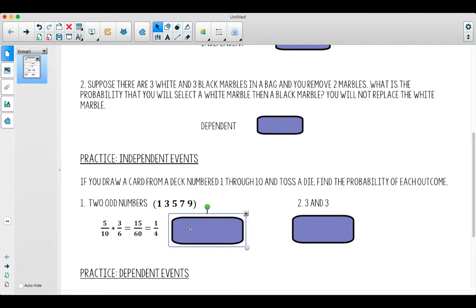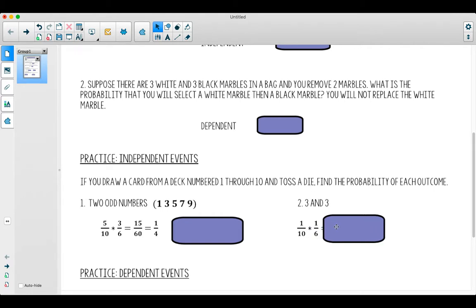In problem number 2, what's the probability of getting a 3 from the deck and then a 3 from your die? So you're looking to get a 3. That means you have a 1 out of 10 chance. Looking to get a 3 from your die, that's a 1 out of 6 chance. Multiply them together, you get 1 over 60. So hopefully this is clearing up anything that we might have with independent events.